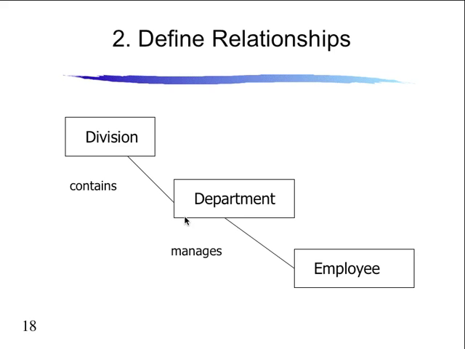And then we define the relationships. We can say, well, a division contains departments, and the departments manage employees. And so we can draw lines between them. At this point, we're not concerned about cardinality or the relationship degrees or anything. We're just trying to essentially put it out on paper.